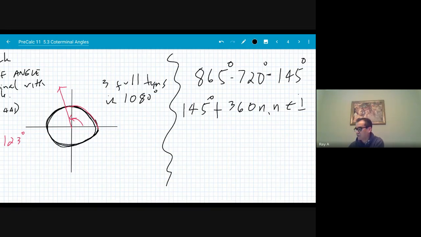Now, once again, for those of you who are wondering, what about the negative angles, which are also coterminal? Well, instead of adding 360, you subtract 360. And this expression takes care of it because n can be an integer. It could be -1. If n is -1, it becomes 145 degrees plus 360 times -1, which is 145 minus 360, and that will give you a negative number, -215.